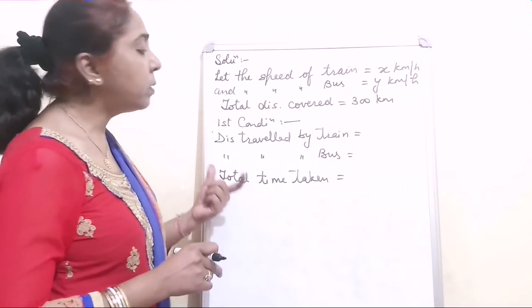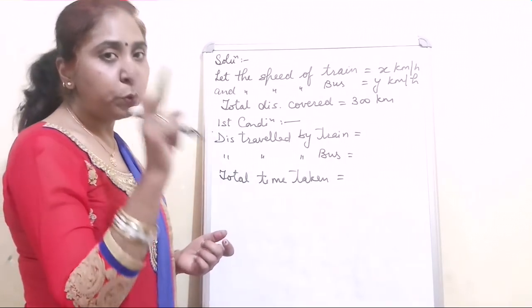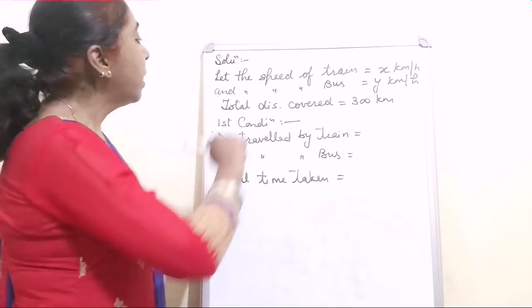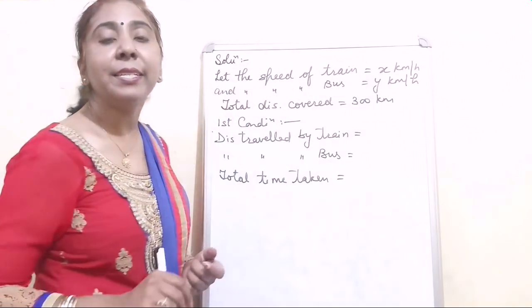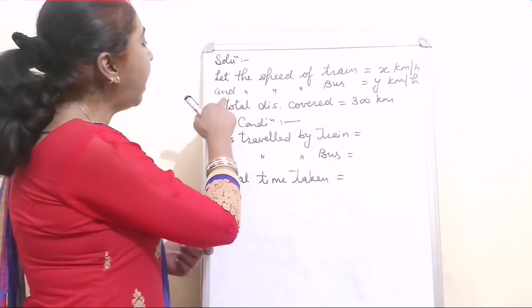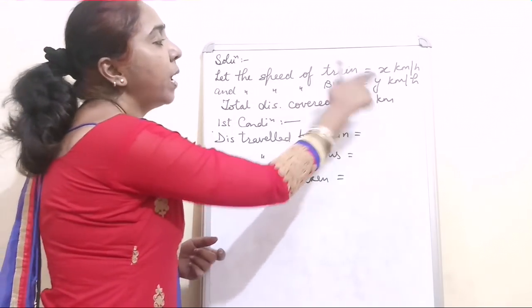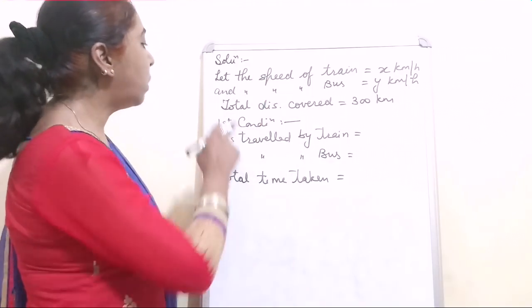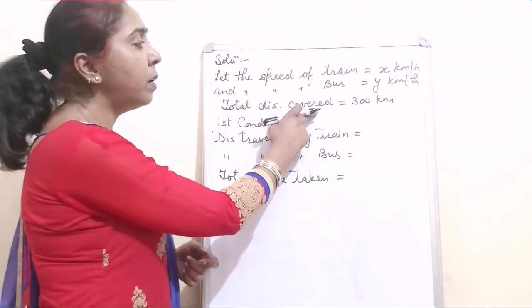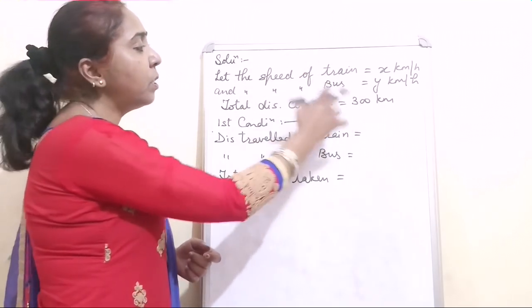Okay, now we'll have to suppose two things for doing this question. What are they? Speed of the train. Let the speed of the train be x kilometers per hour and the speed of the bus be y kilometers per hour. After supposing these two, the total distance covered in the whole journey is also given in the question.